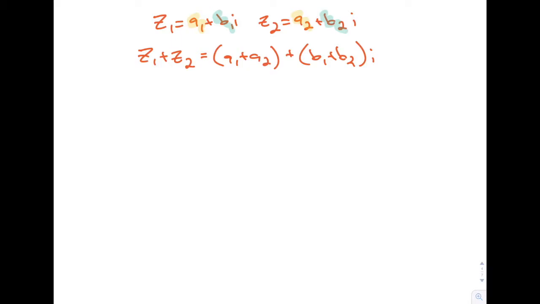Subtraction works similarly. We know that because in essence subtraction is just the undoing of addition, or that's a way to think about it. So we might say that z1 minus z2 equals (a1 minus a2), so we subtract the real parts, and then (b1 minus b2)i, so we subtract the imaginary parts.